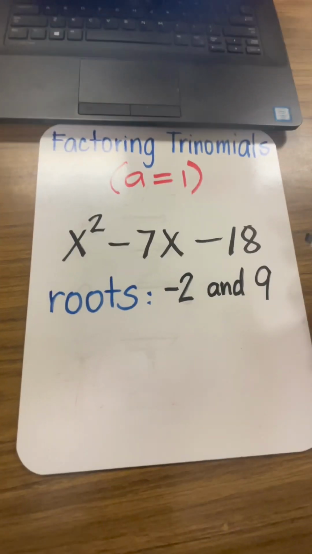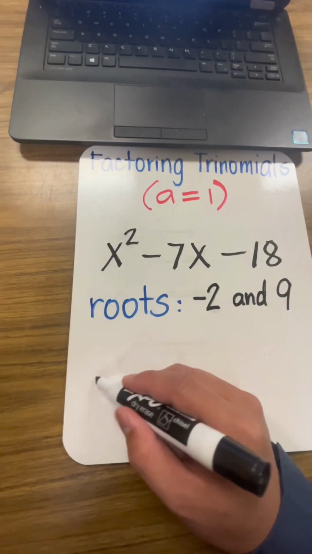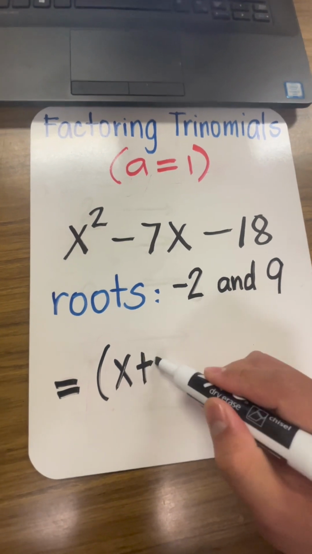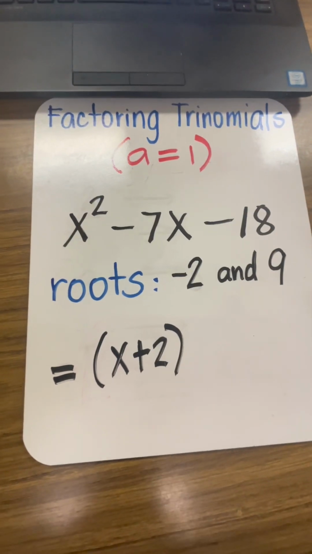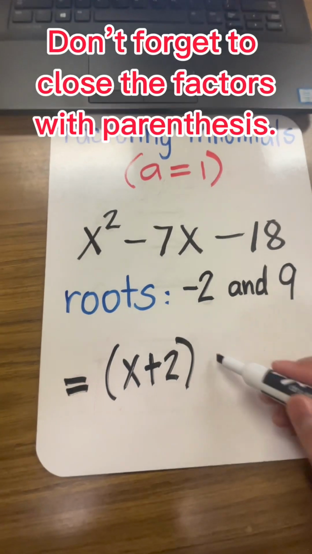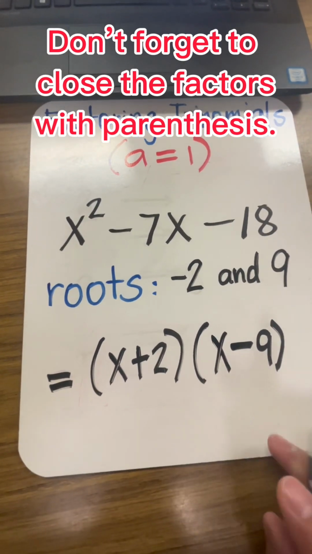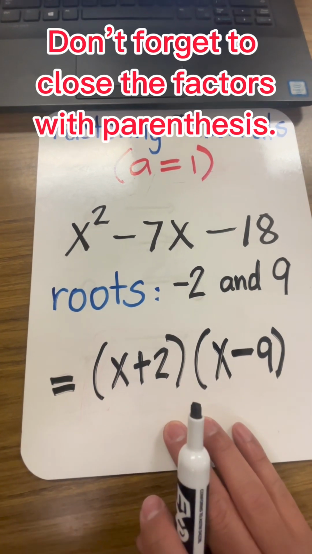So now I can write the factored form of this trinomial. Again, if I have -2, it should be x plus 2 as a factor. And if you have +9, it's x minus 9. You have to close them with parentheses. So that's the factored form of this trinomial.